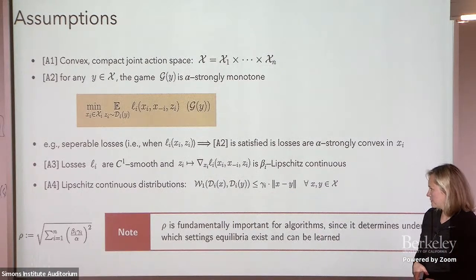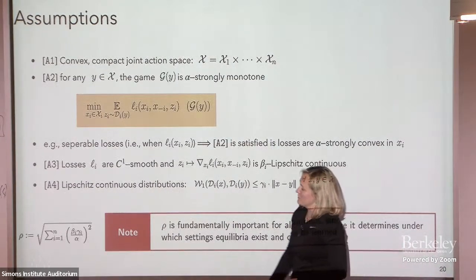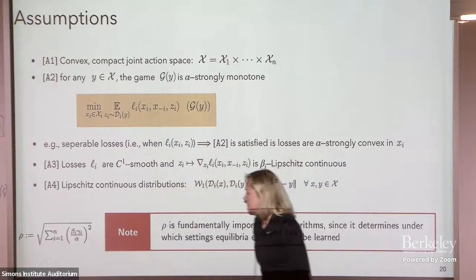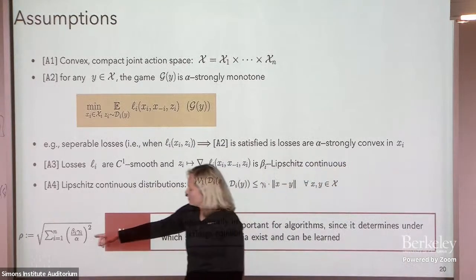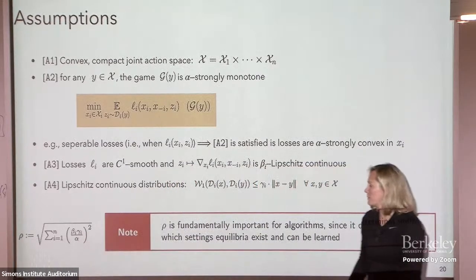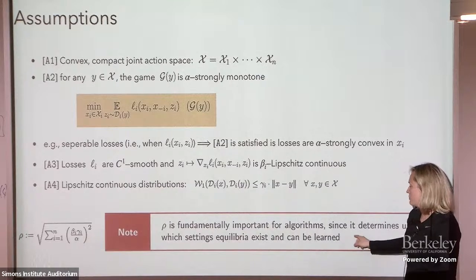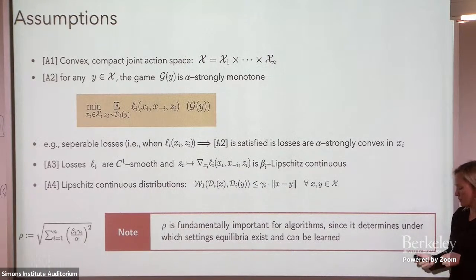Okay, so these are the assumptions we're going to make, and then what we're going to do is define this quantity rho down here, which has these regularity constants showing up in the numerator, and then the strong monotonicity parameter in the denominator. So this is going to be fundamentally important for ensuring that our algorithms actually converge and that we have existence of equilibria.